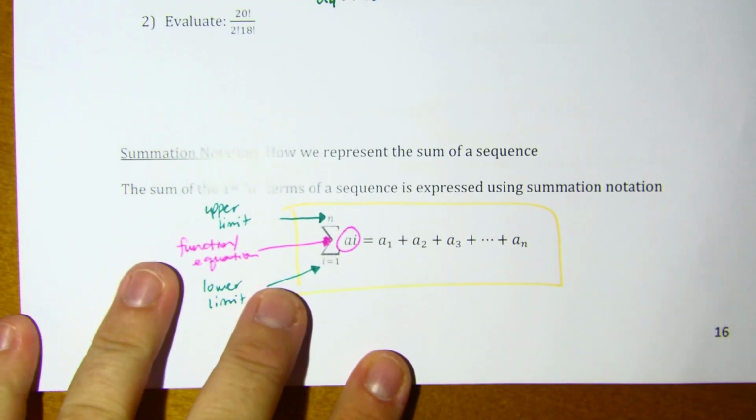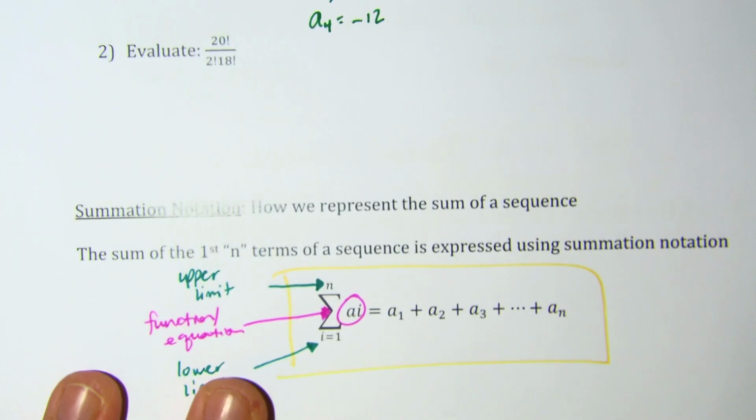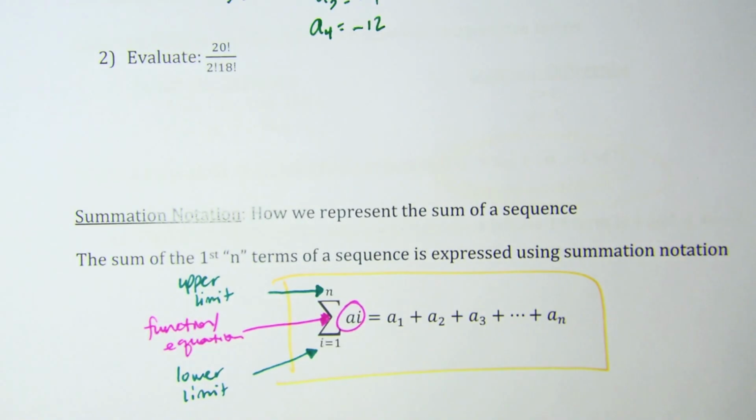And then this next example is not evaluating a sequence, but it's evaluating an expression with a lot of factorials. And you can type a factorial into a calculator. However, it usually gives us really, really large numbers that sometimes your calculator cannot calculate. So it's often helpful to evaluate these by hand a little bit first and then type in your calculator.